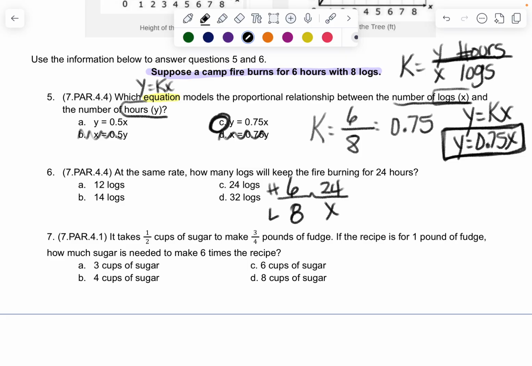Now we're going to solve this by cross multiplying. Start with the variable, cross multiply. X times 6 is 6x. 8 times 24 is 192. Now we have this small one-step equation. Divide both sides by 6, and X equals 32.